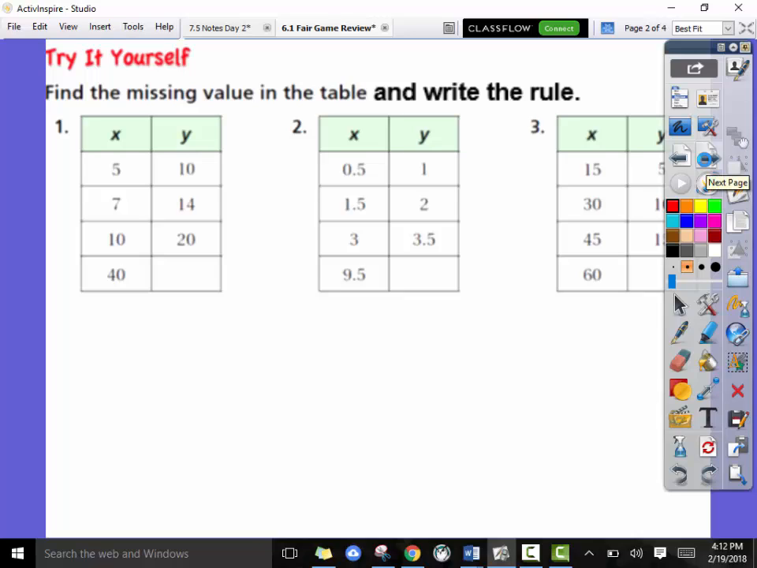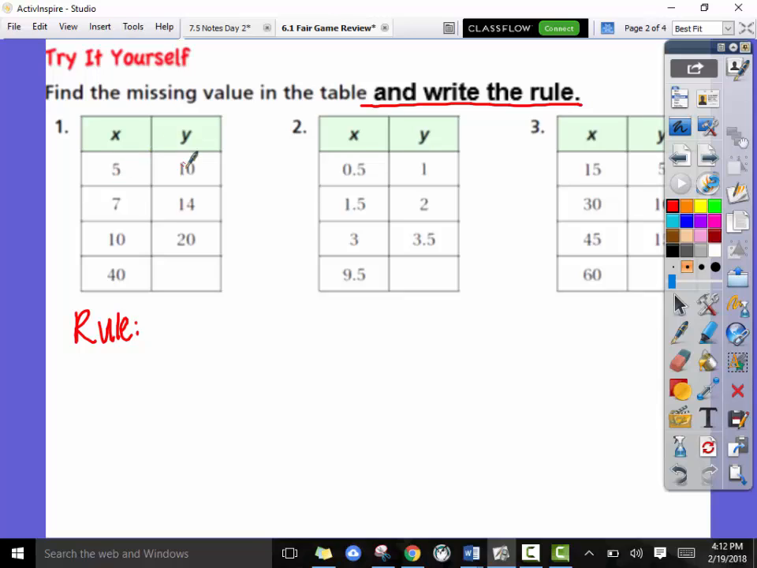We'll look at a couple other ones. There's a piece missing in the directions. It says find the missing value in the table, but we're also going to write the rule. So if you're comfortable with this, you can push pause. Just make sure that you write the rule for each of them and push play when you're done. Otherwise, keep watching and I will walk you through everything here.